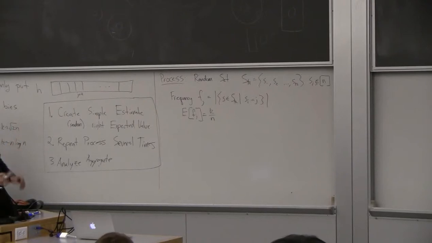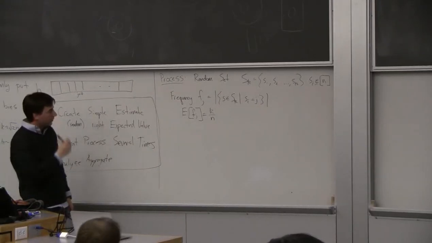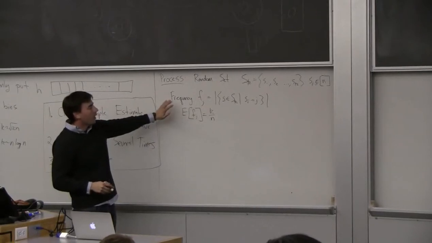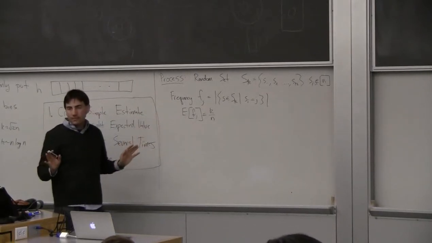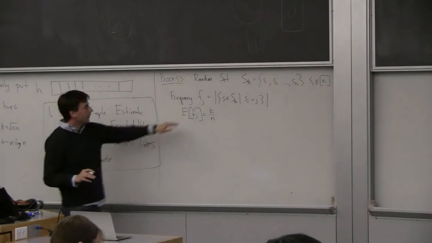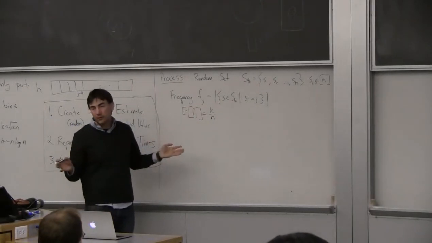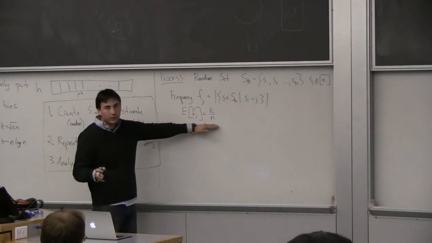A lot of this technique will actually carry through if it's non-uniform, where some bins are more likely to get the balls, and I'll try and discuss that a little bit. Okay, so if I want all the bins to have roughly the same frequency, they should all be close to the expected value, right? So I want them to be close to the expected value.